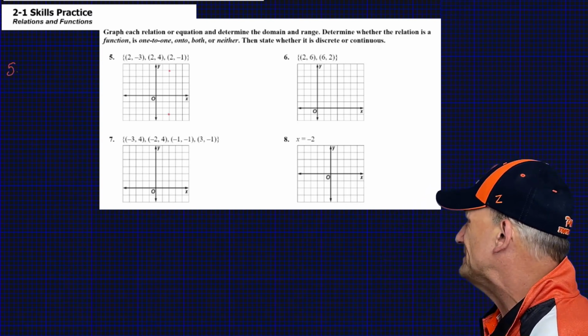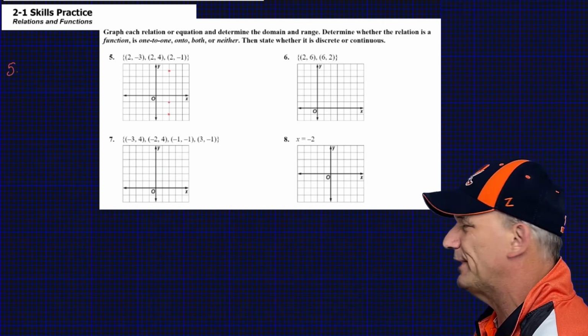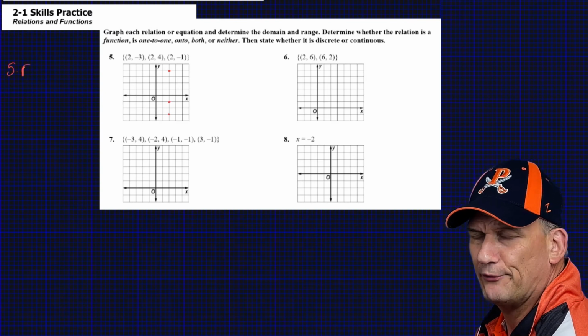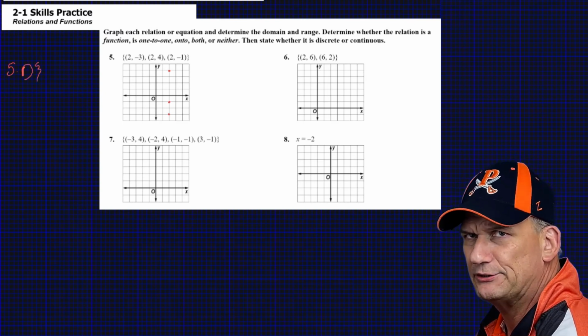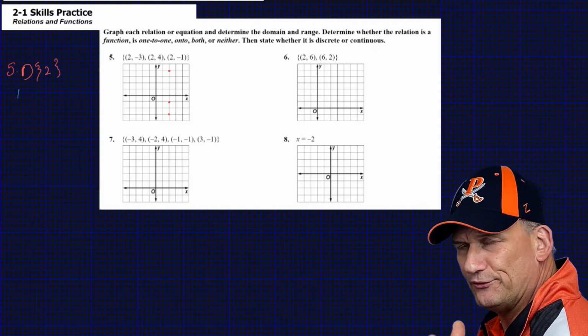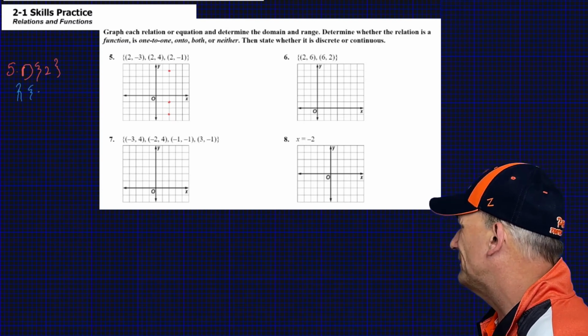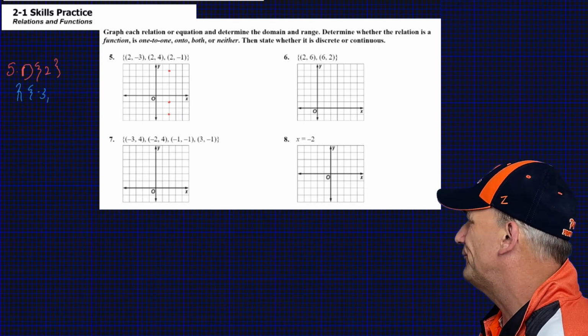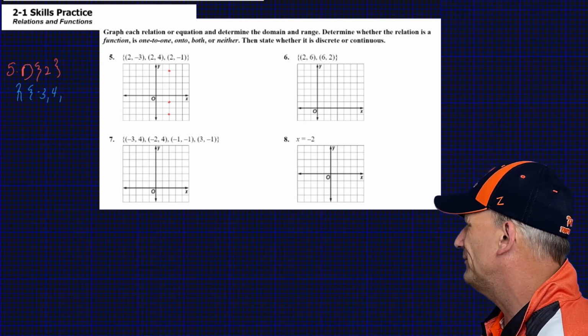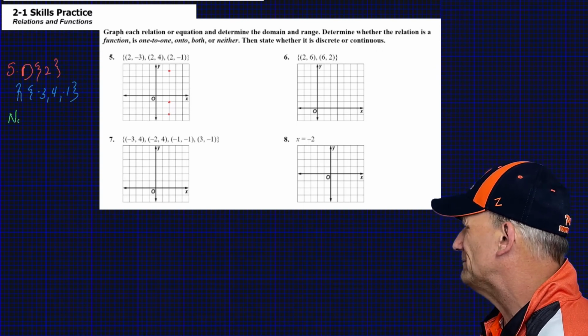Number 5. Okay, once again, it wants us to graph these ordered pairs and then determine function, not a function, what type of function. And then this is a new thing. They want to know if it's discrete or continuous. All right, so let's go ahead and do this. So the domain is just 2. The range is -3, 4, and -1.